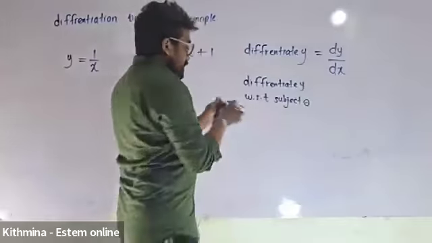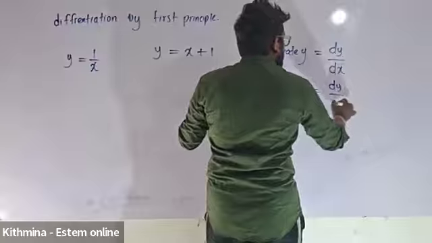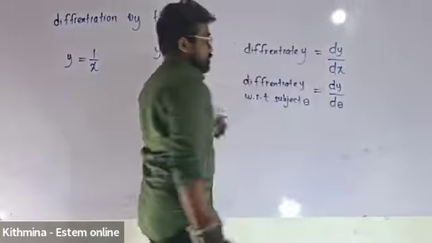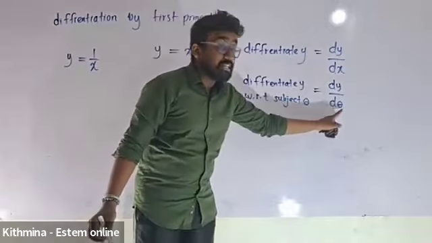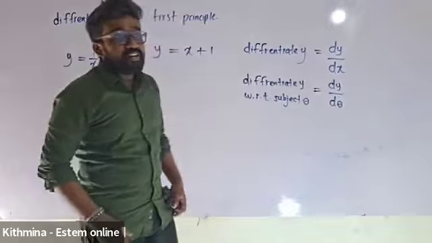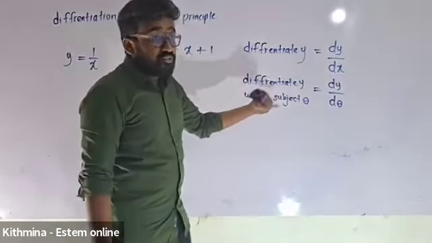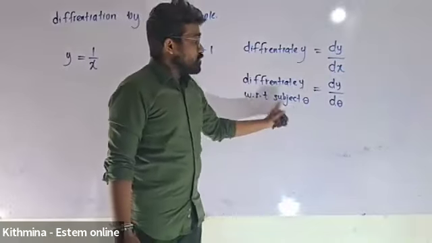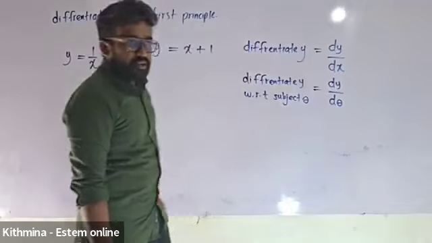Then I should write this dy over d theta. This depends on the subject, and this represents the subject. This is the standard notation of differentiation. If we differentiate y with respect to the subject w, then dy over dw.